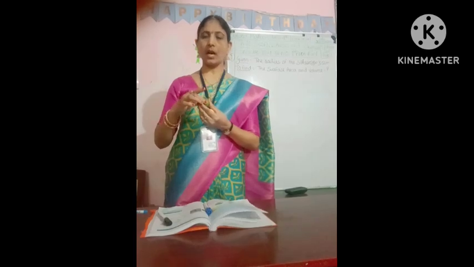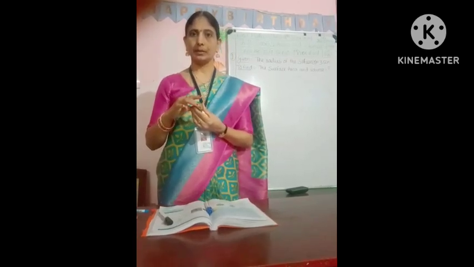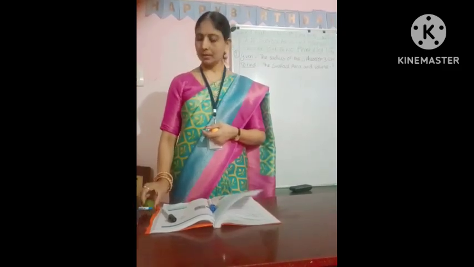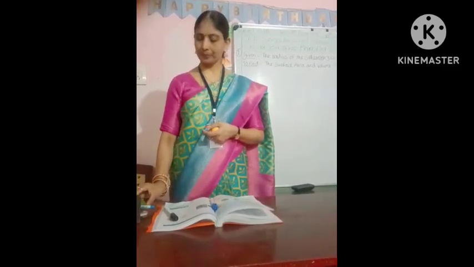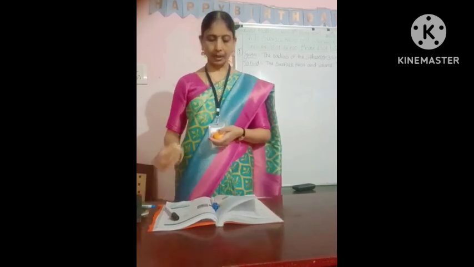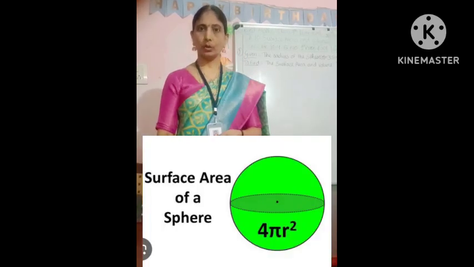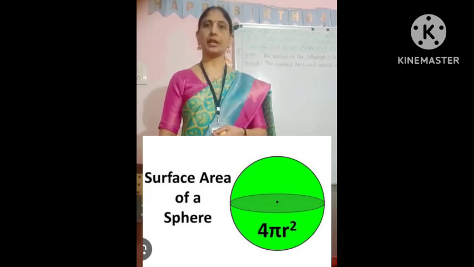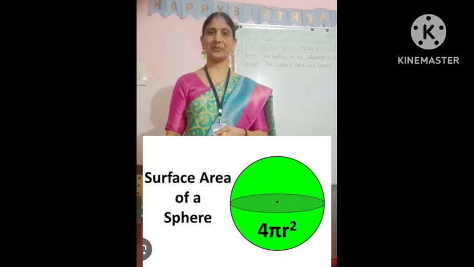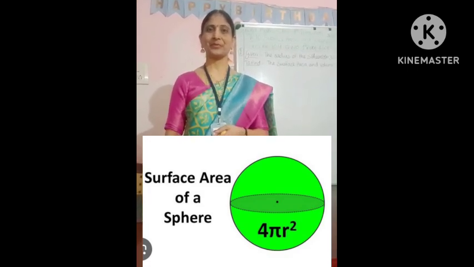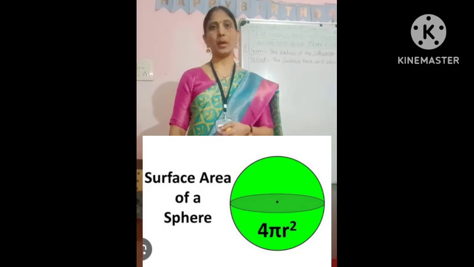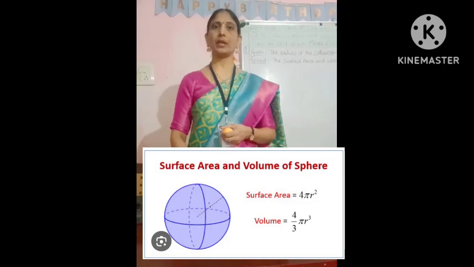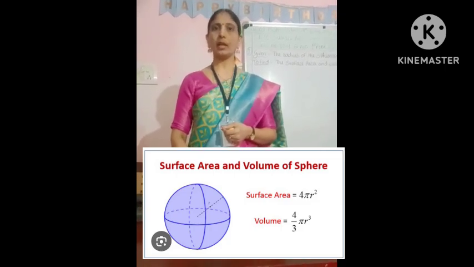Do you know all the formulas? Have you learned and practiced all the formulas? Shall I ask some formulas? Yes. First, the sphere topic. What is the formula for the surface area of the sphere? 4 pi r square. Very good. What is the formula for the volume of the sphere? 4 by 3 pi r cube.